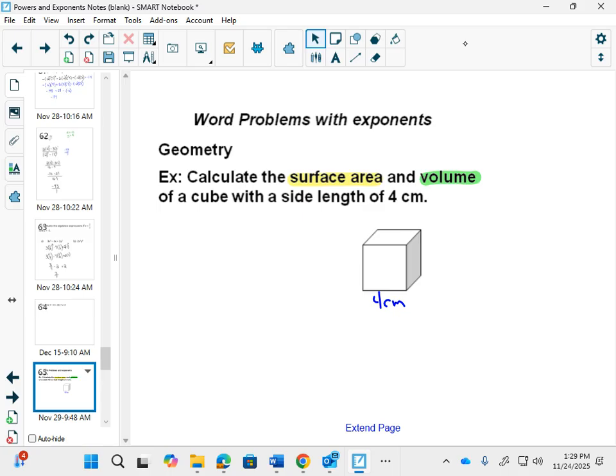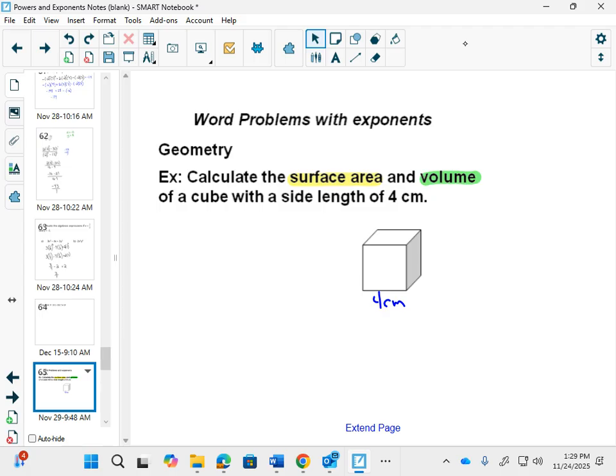So, surface area and volume. Surface area is all the area that it would take, I sometimes imagine, to paint the whole thing. You know that a cube has all the sides exactly the same, like this, and this one has all sides that are 4 centimeters.